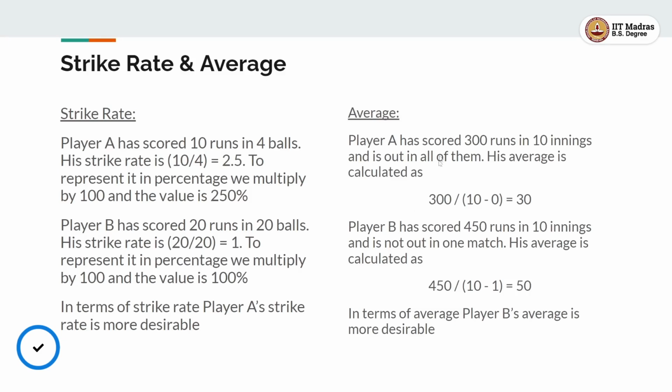When we come to average, we said we take the runs that the player has scored in all his innings and divide it by those innings where he was out. So in the first case, we have the player scoring 300 runs in 10 innings, but he is out in all of them. So his average is calculated as 300 by 10, which gives us 30. Then we take player B who has scored 450 runs in 10 innings and is also not out in one match. So his average is calculated as 450 by 10 minus 1, which is 9, giving us a value of 50. So once again, higher the average, the better. In this example, player B's average is more desirable.